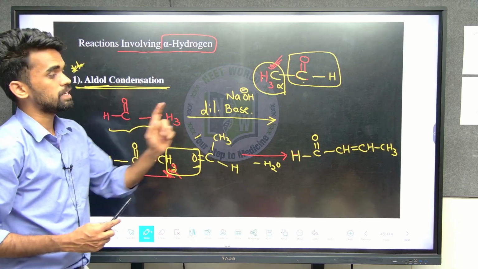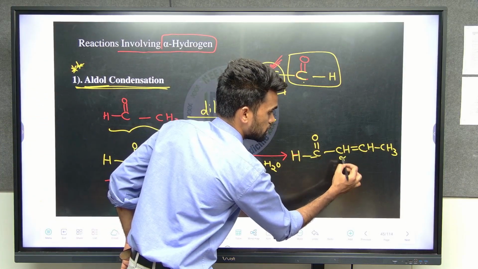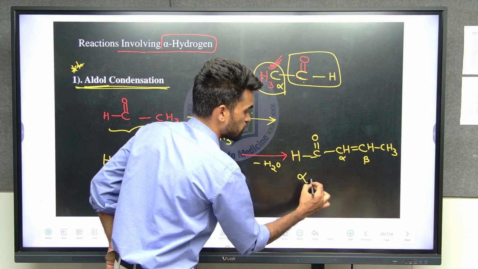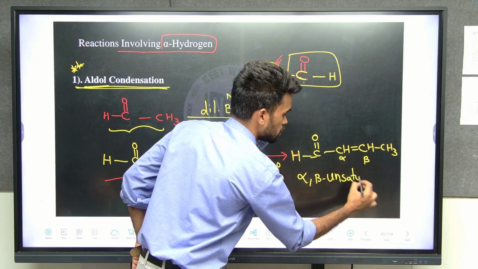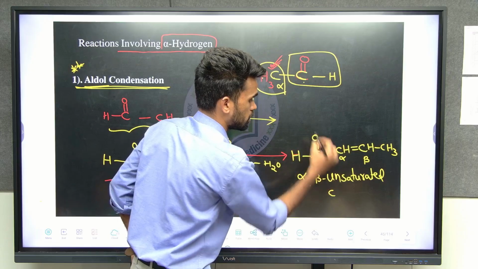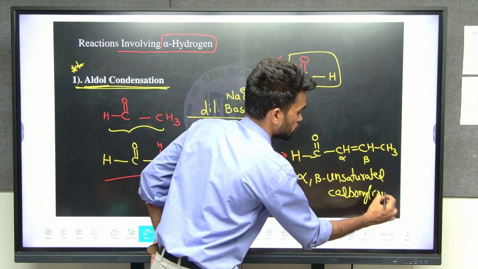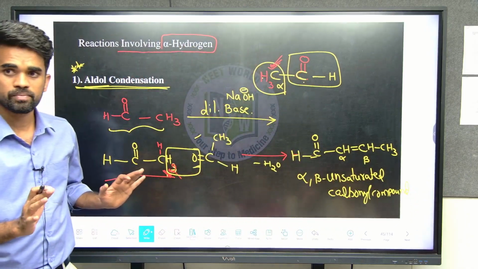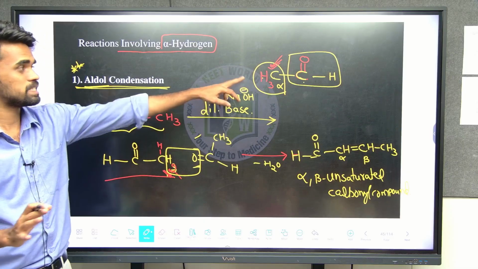Now the name of that final product: to this adjacent carbon, alpha, then next is beta, and between them a double bond is there. So what is the final product formed? An alpha beta unsaturated carbonyl compound. See, this is a carbonyl compound or not? Yes, a carbonyl compound. Is it clear what is happening? Just removing a water molecule. For this, what is required?